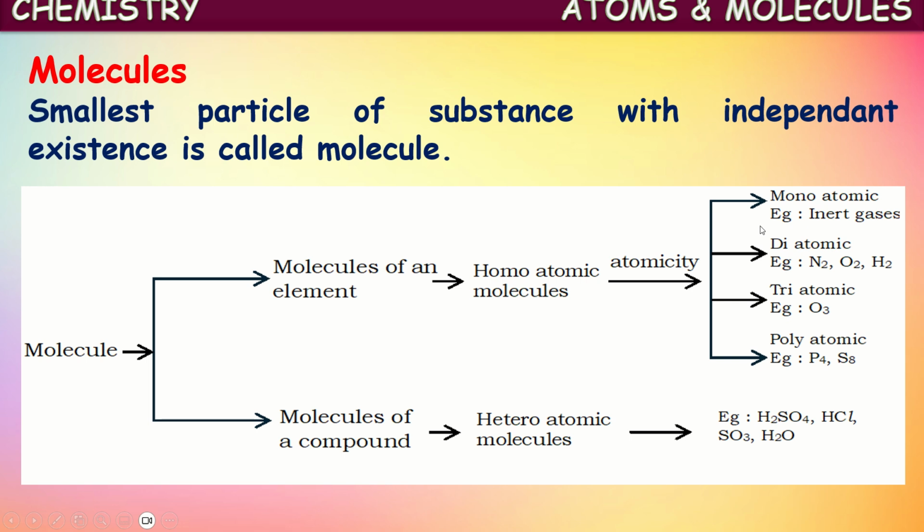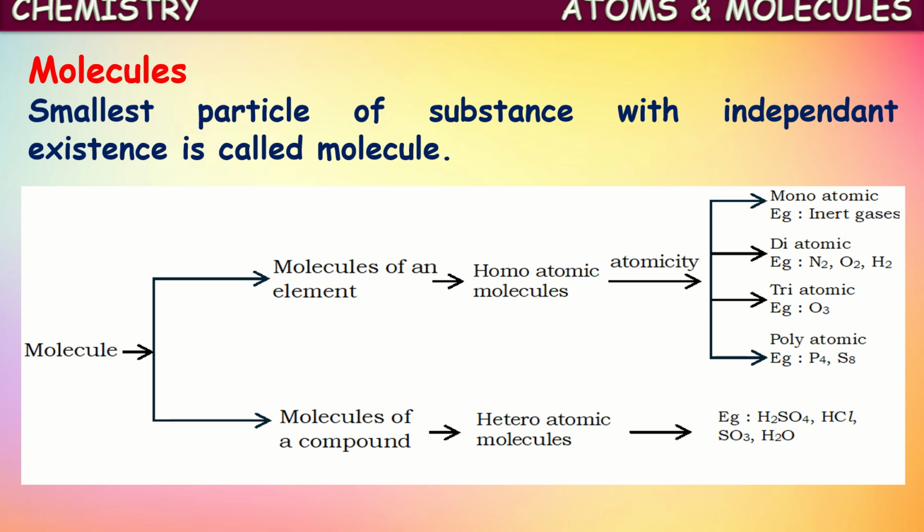Monatomic molecules means what? A single atom; the atoms are not combining together. Atoms are existing freely. They are not at all showing any interest to combine with the adjacent atoms of the same element. They are inert in nature. That kind of molecule is called a monoatomic molecule. So simple: a monoatomic molecule means the smallest particle with independent existence.